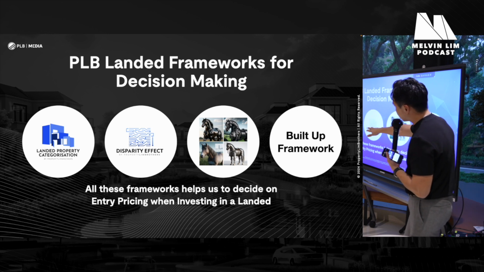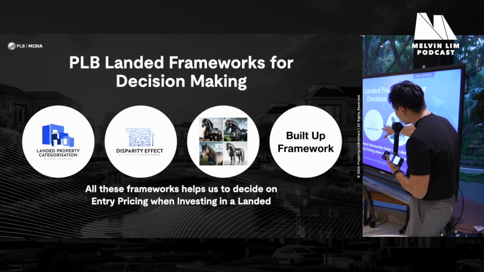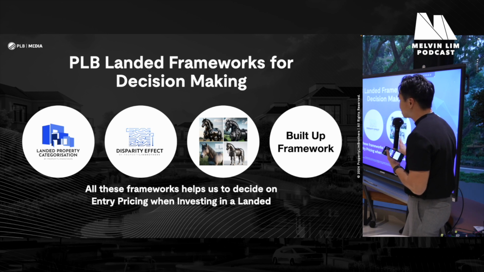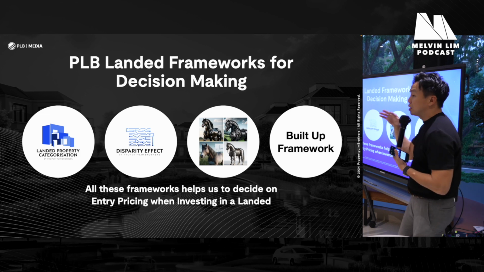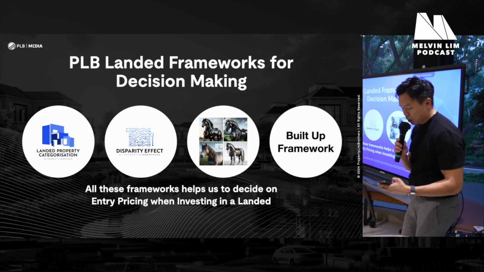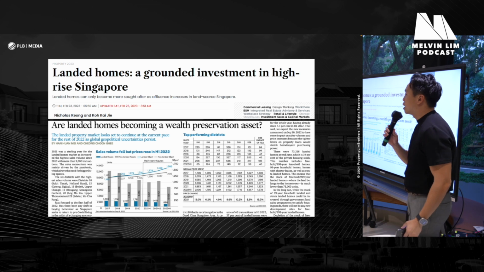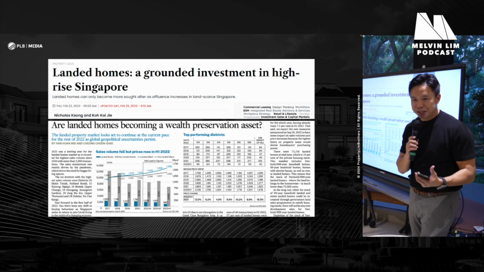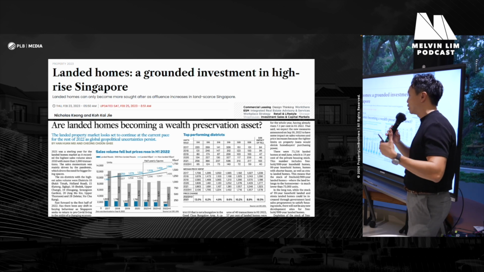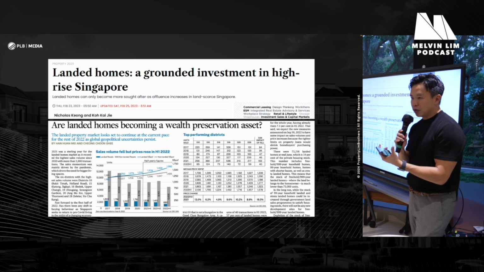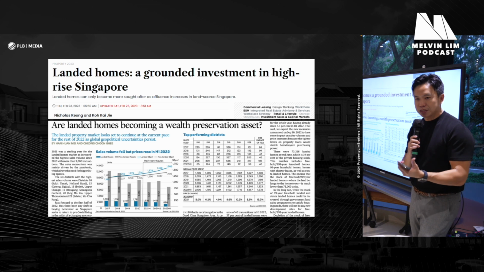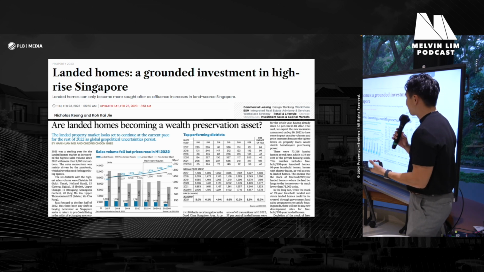The very first one was landed property categorization. It's now known as category 1, 2, 3, and 4. Second one will be the disparity effect pricing. We introduced this during our landed convention this year. We call it the 4 horses DNA. And later I'll talk a little bit about one rising trend in the market, which is the build-up framework as well. Landed homes, in the past 4 years, especially after COVID, after a change in the preferences of buyers on the ground, has really over the years anchored itself as a wealth preservation asset class among residential properties.